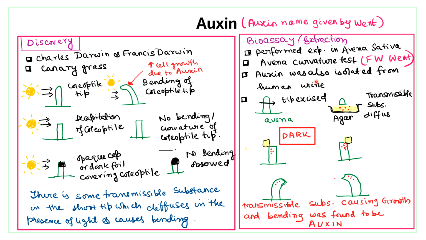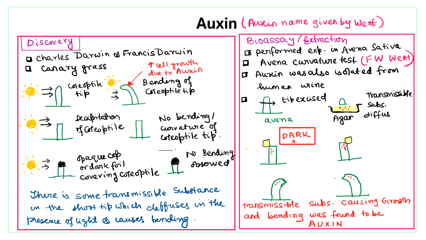Now auxin was also isolated from the human urine, because whatever we do not metabolize, it is always excreted in the form of urine. So what type of experiment did they perform? They also took a monocot, that is Avena sativa, and they took the coleoptile and they excised the tip, because it was clear that the tip is having something which is causing the bending. So they excised the tip and placed it on an agar medium. So what will happen? Whatever transmissible substance is present in the tip, that will diffuse to the agar.